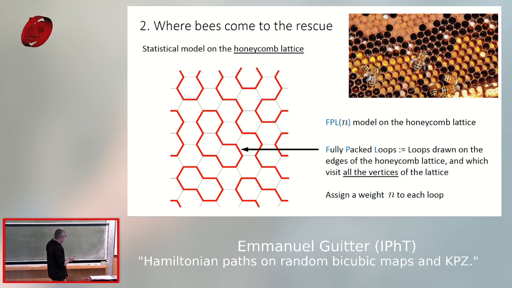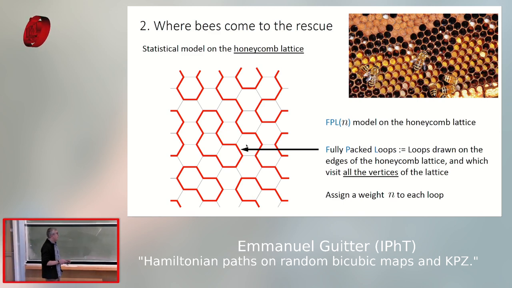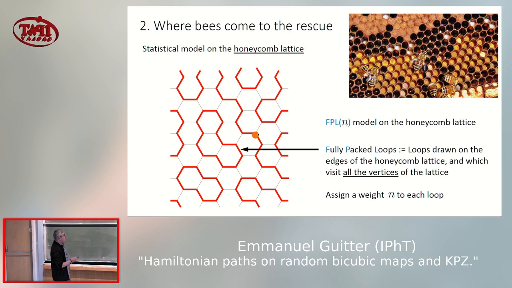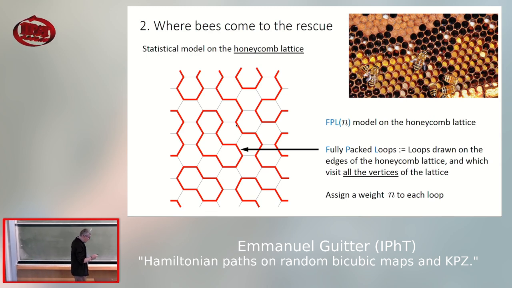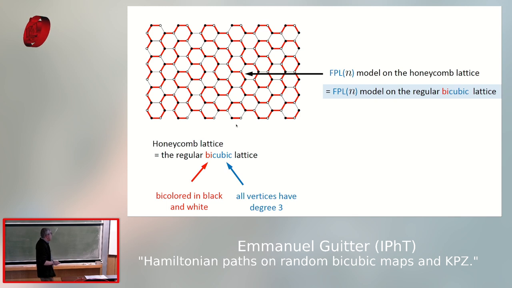So imagine you have a honeycomb lattice, okay? And on this honeycomb lattice, I'm going to draw loops, but I demand that these loops visit all the vertices of the lattice. These loops are self-avoiding, mutually avoiding, and they visit all the vertices of the lattice. And I put a weight n per loop, so that's what I call the FPL of n model. FPL stands for fully packed loop. Okay. So why? What is the connection with our little problem?